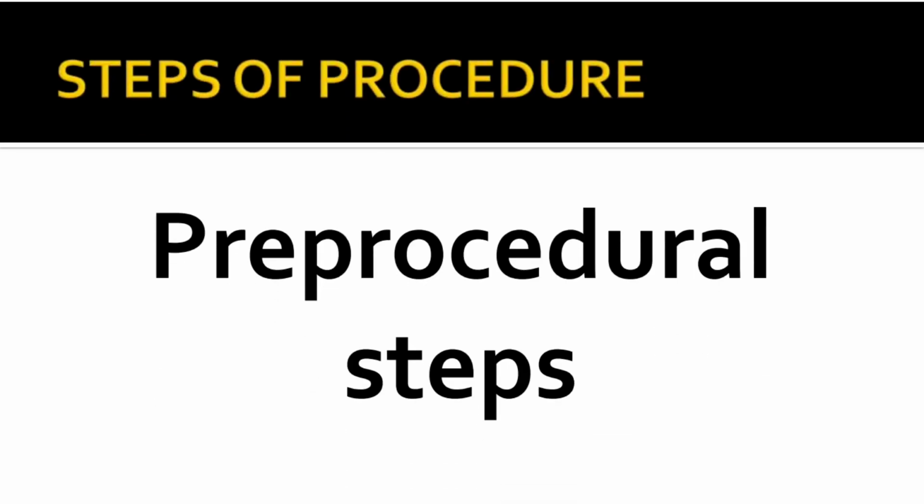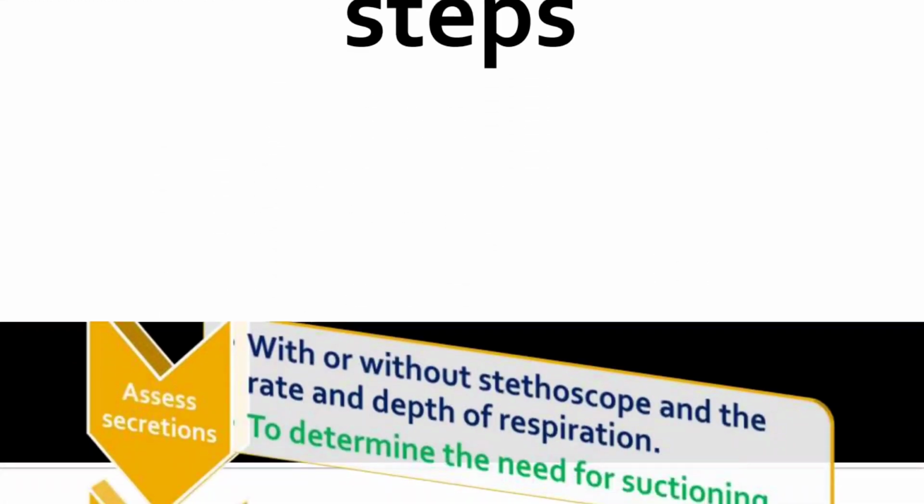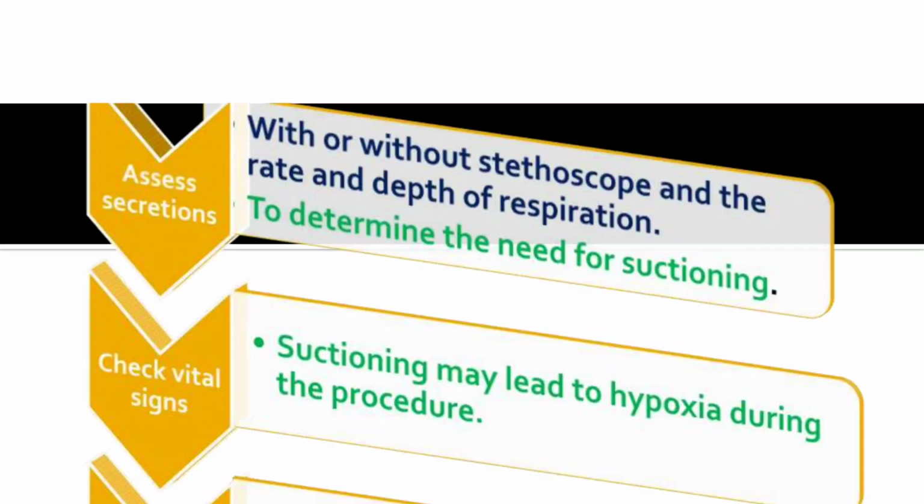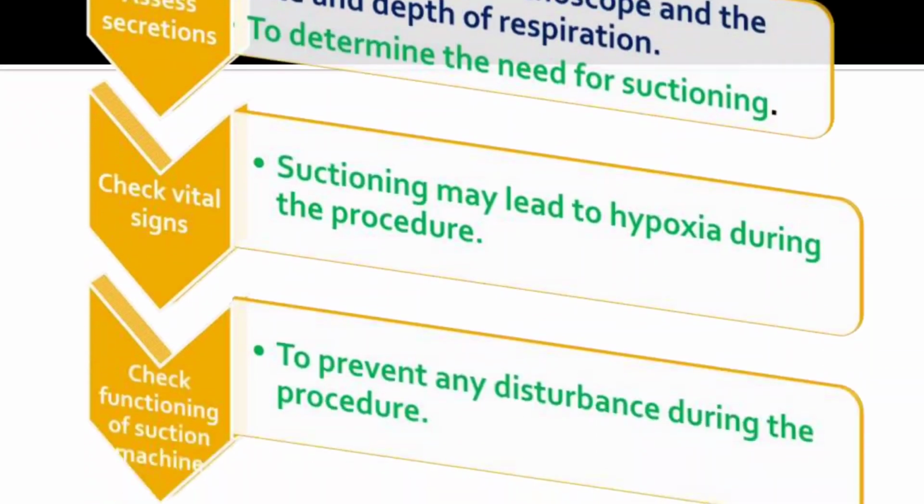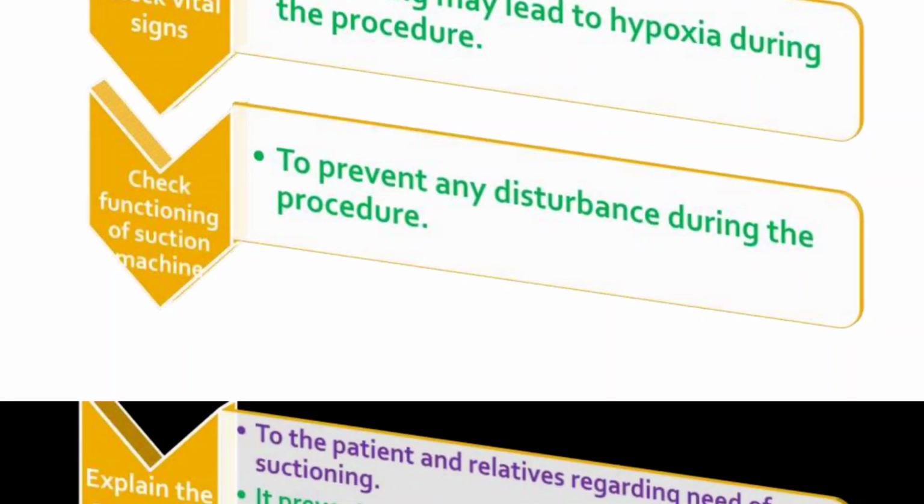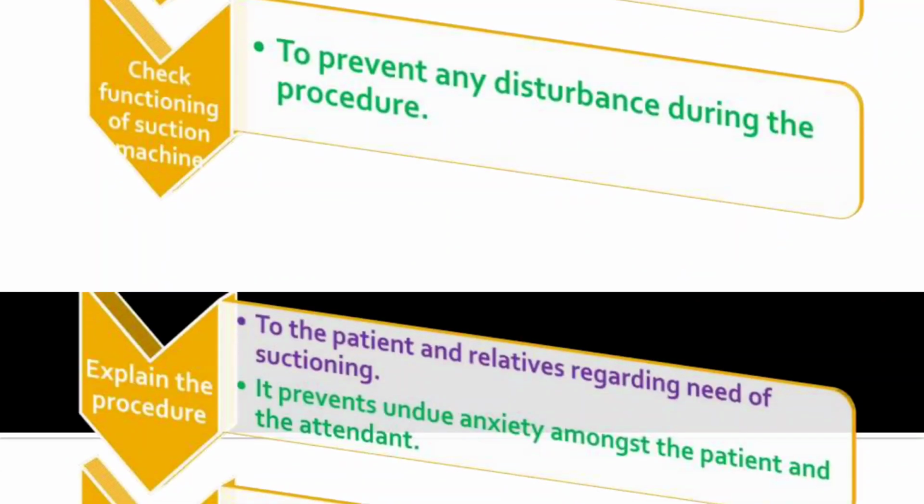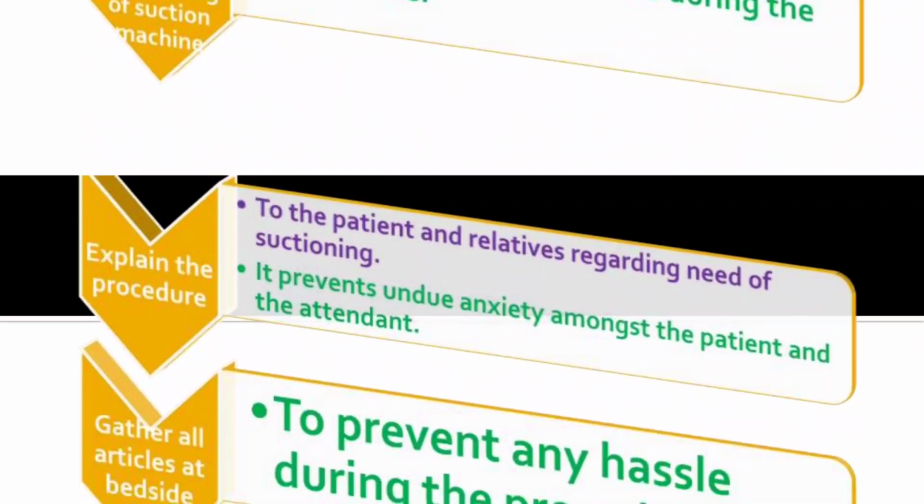Steps of procedure. Pre-procedure steps: assess secretions with or without a stethoscope and the rate and depth of respiration to determine the need for suctioning. Check vital signs, as suctioning may lead to hypoxia during the procedure. Check functioning of the suction machine to prevent any disturbance during the procedure. Explain the procedure to the patient and relatives regarding the need of suctioning, to prevent undue anxiety in the patient and the attendant.